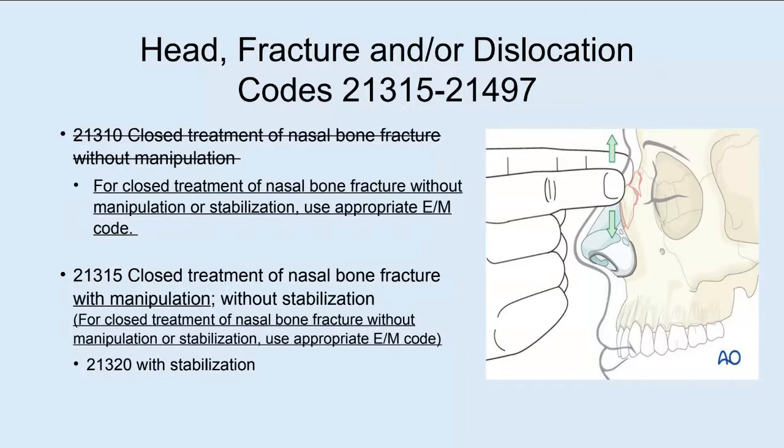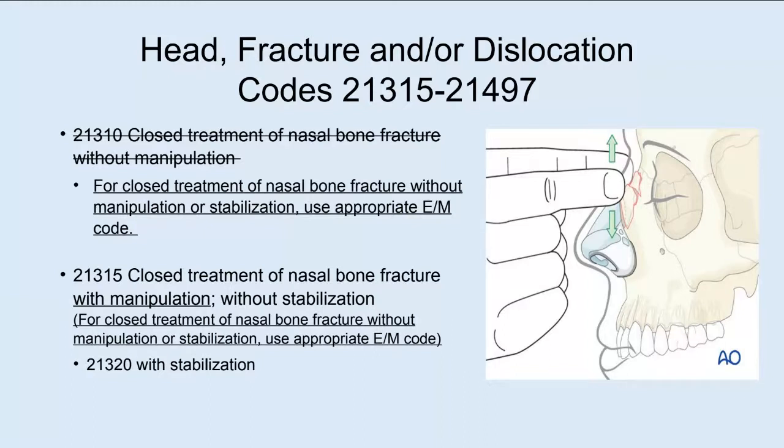Now let's talk about some of the code changes and the guidelines for individual sections. So for the section head fracture and dislocation codes, 21315, 21497 is in that range. 21310, closed treatment of nasal bone fracture without manipulation has been deleted. There is a note in there now for closed treatment of nasal bone fracture without manipulation or stabilization, use an E&M code. So then you're not going to report this code for the stabilization at all anymore.